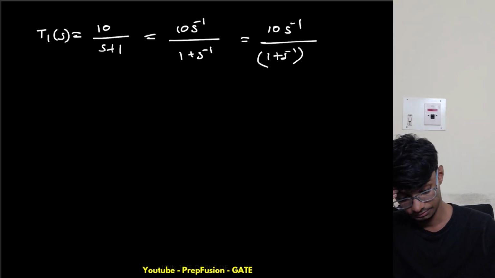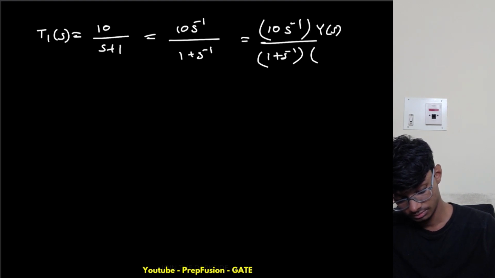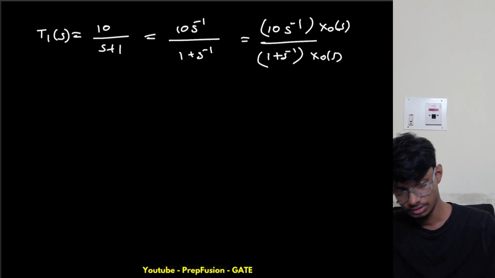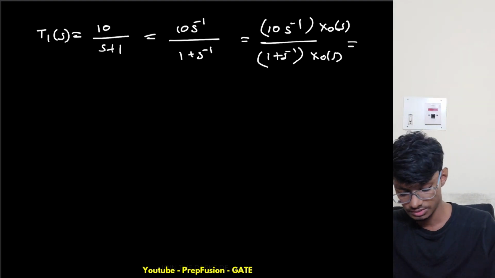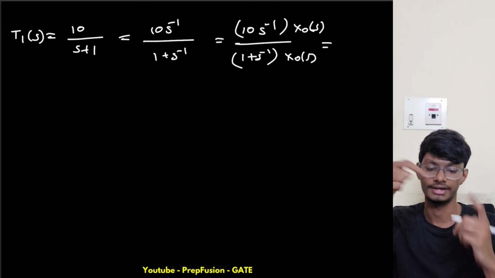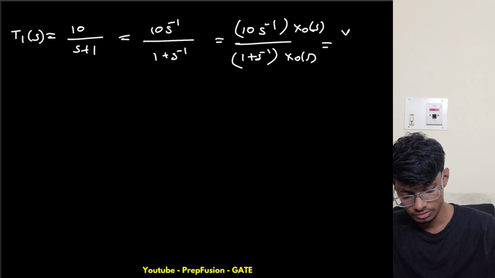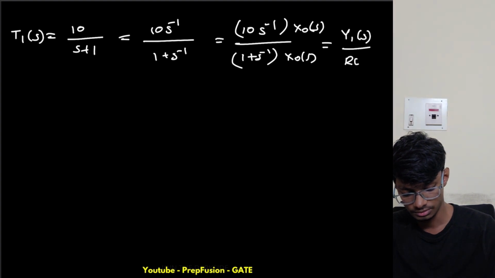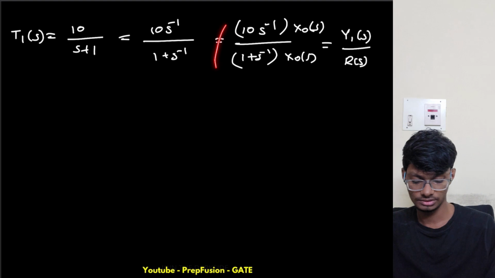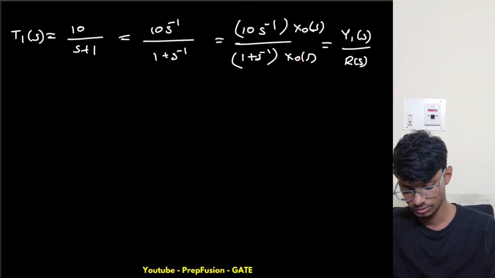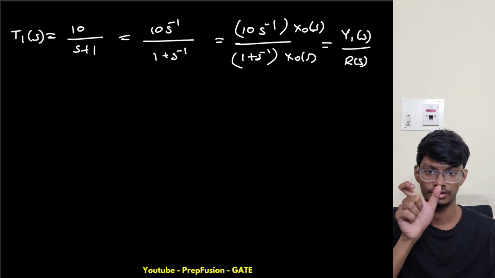This is the dummy state variable x naught of s. I can assume this as one of the outputs. Since the two outputs are getting added, the input is the same, so assume this is Y1 of s by R of s. You can solve this directly. This is first order, so we will have only one integrator.